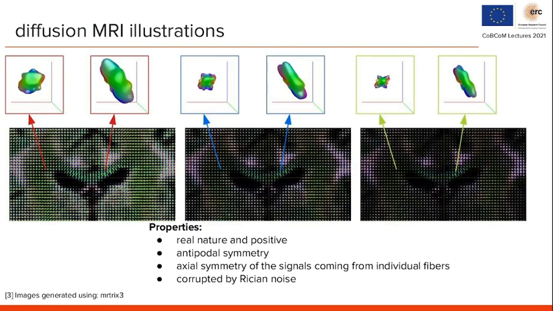In this slide, you can see illustrations of diffusion MRI signals acquired over 3 shells for one axial slice of a brain. The most important properties of these signals are that they are real and positive, antipodally symmetric, signals associated to individual fibers are axially symmetric, and diffusion MRI signals are corrupted by non-additive Rician noise.